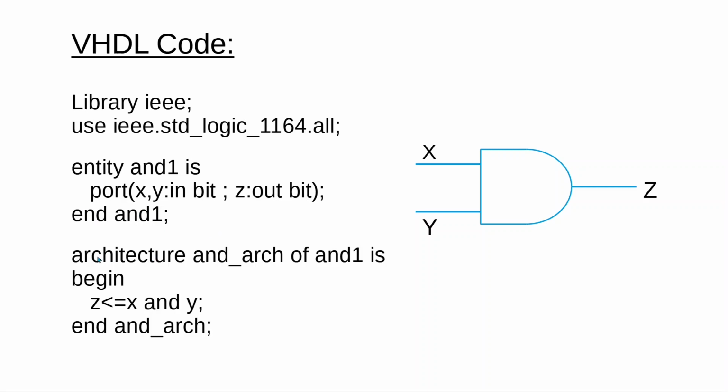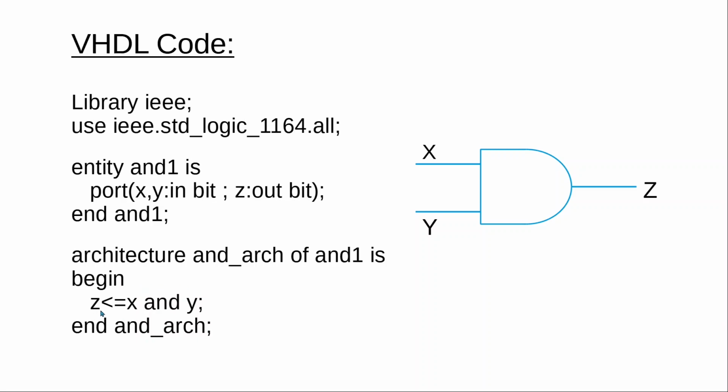Then we write the architecture of that AND1 gate. So the name of that architecture is AND_arc. We write of AND1 because it is important to specify which entity is this architecture for. So this AND_arc is for AND1. Then we write is, and then we write begin. Now begin signifies the start of the logic.